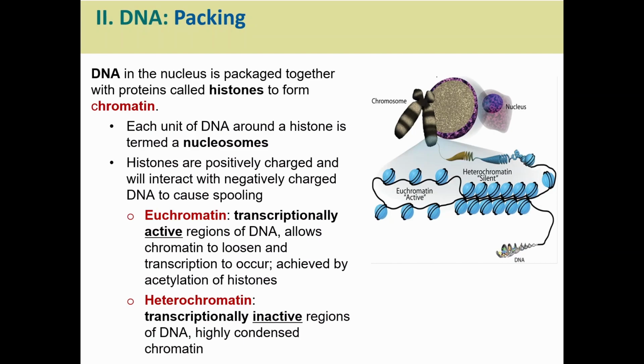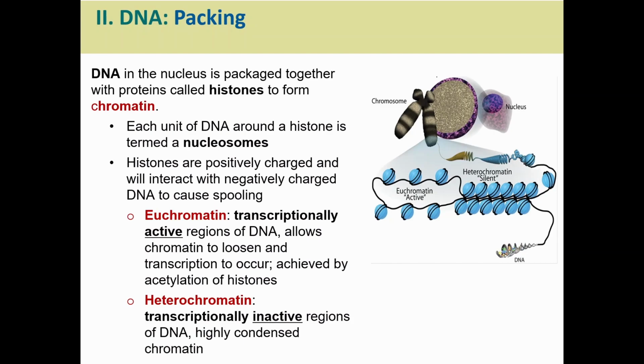Now, some of these sections of chromatin are called euchromatin, which means they're transcriptionally active. Basically, it means that we are actively using those sections of DNA to code for proteins. And so we're going to have a looser spooling right around there, and that's going to allow access to the genes that are found on that section of DNA. And we achieve this through acetylation. So these acetyl groups are added that allow the DNA to loosely go around those histones instead of tightly.